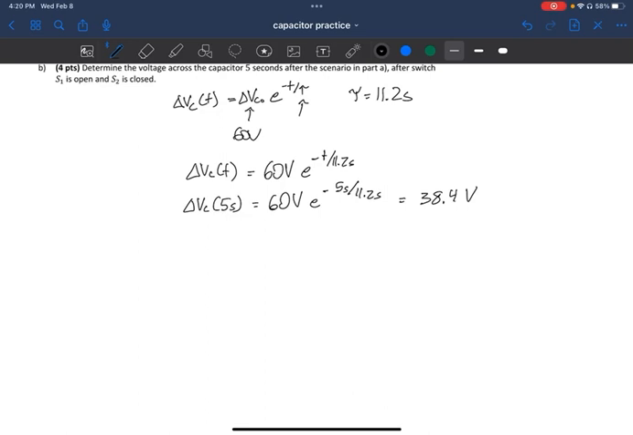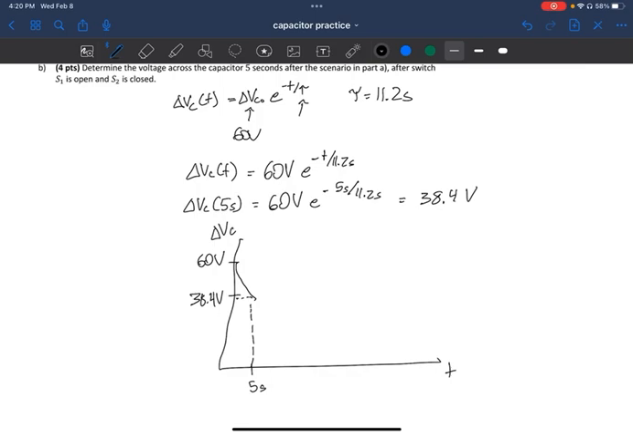The problem doesn't ask this, but let's go a step further and plot it, or at least roughly sketch it. We have time here, delta VC here, and we know we're starting at 60 volts. After 5 seconds, we're down to 38.4 volts, somewhere over there. Let me put a little guide here for me to hit with the curve. So I know I'm going to decay down to there.